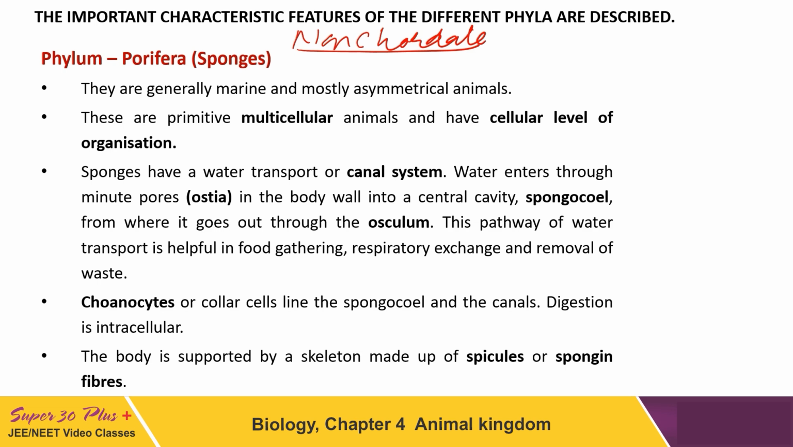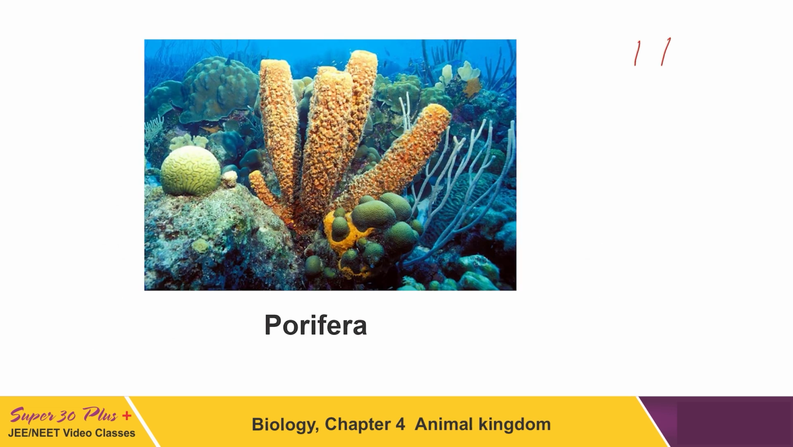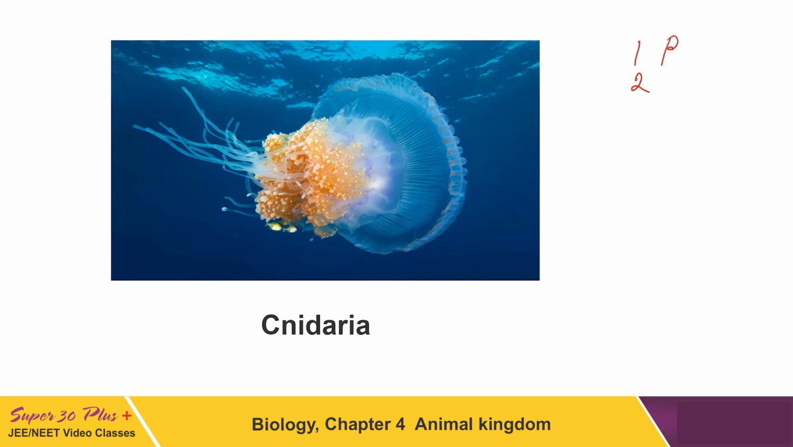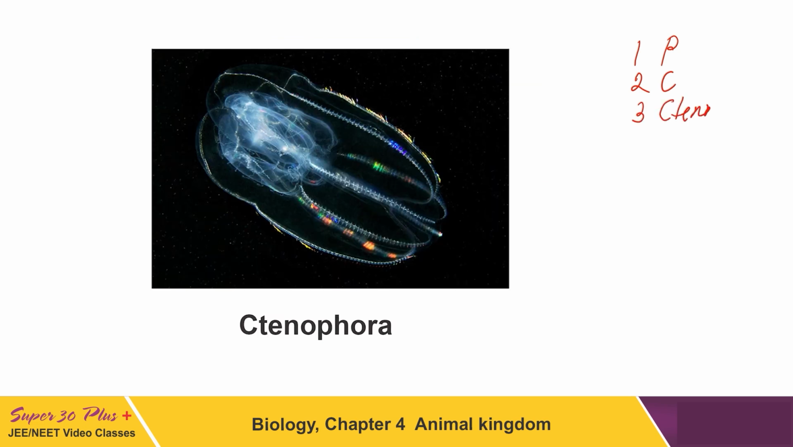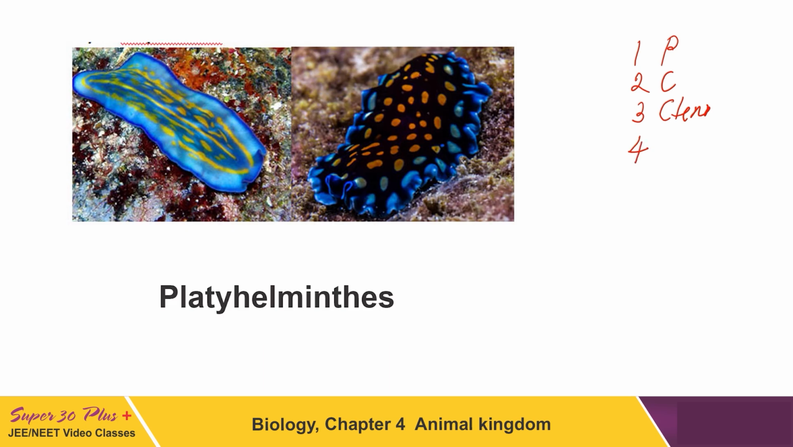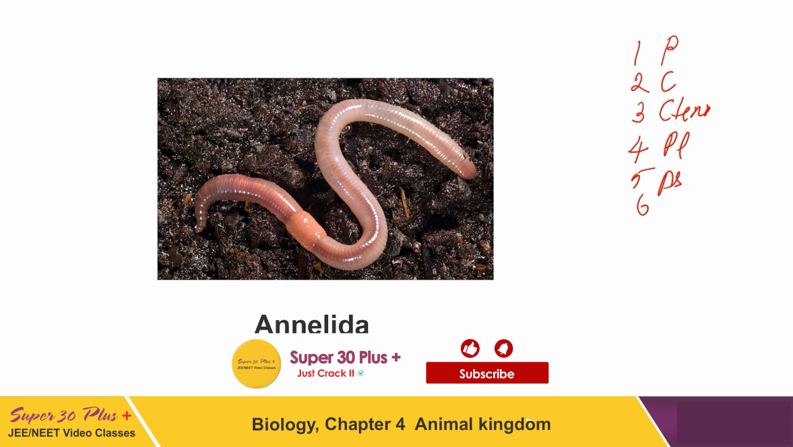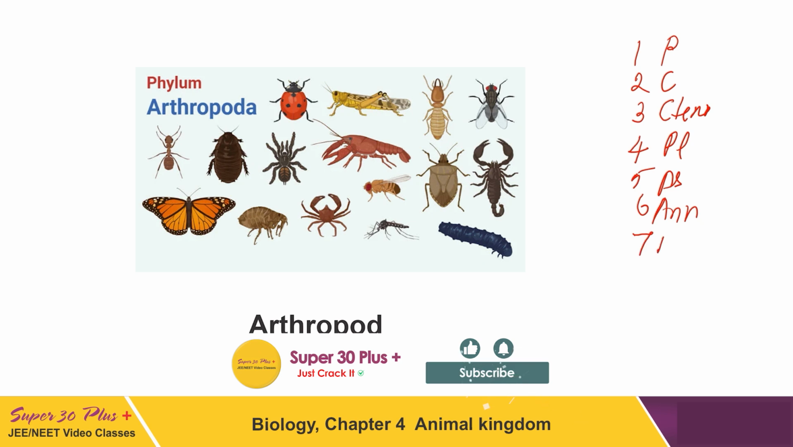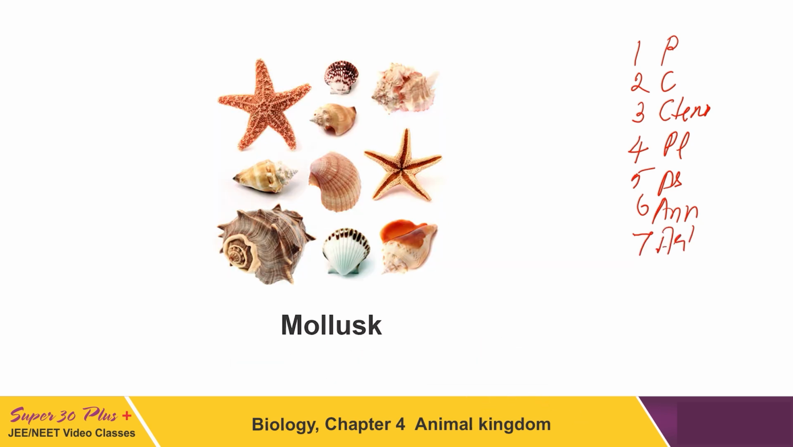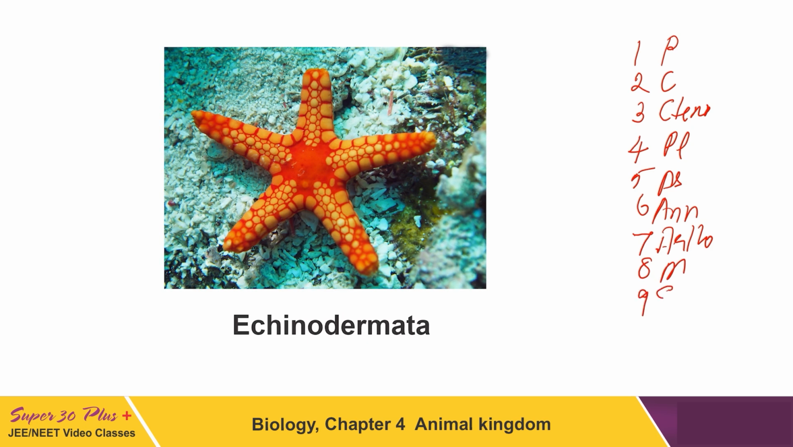Can you remember? Number one, tell me, is Porifera. Number two is Coelenterata. Number three is, yes, Ctenophora. This is in short I'm writing. Number four, recall, is Platyhelminthes. Number five is Aschelminthes. Number six, come on, Annelida. Number seven is what? Arthropoda. Then the eighth one is Mollusca. The ninth one is Echinodermata.